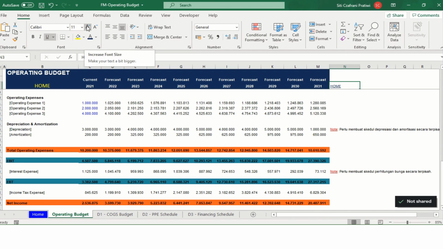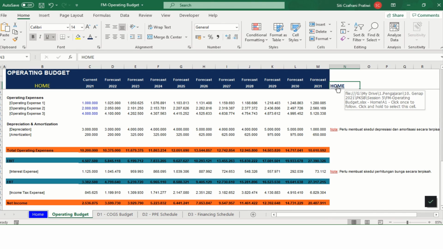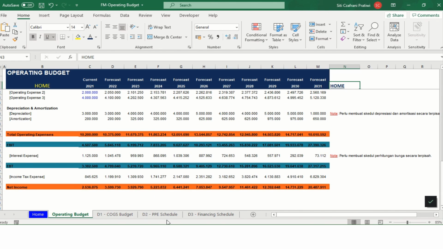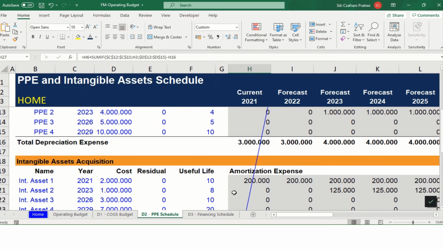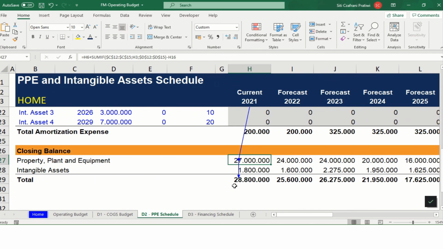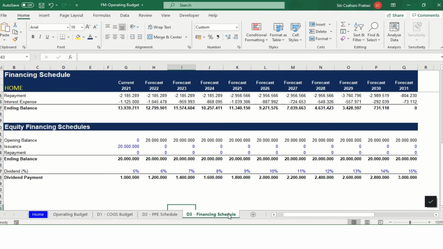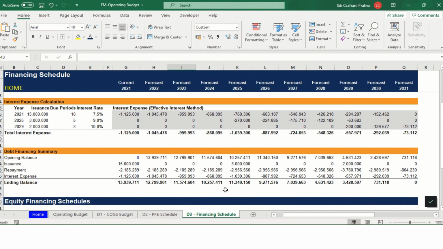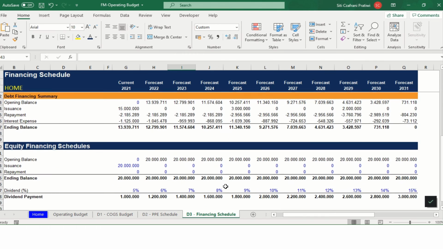You can also, of course, modify the font size, the font style or the font color here. And please put the hyperlink in a place that is accessible and easy to find for the reader of your financial model. So I think that's all for today. We already learned how to create the operating budget, and also the PPE schedule to calculate the depreciation expense and the ending balance of your fixed and intangible assets, and also the financing schedule in order to find the interest expense and also the ending balance of your debt and your equity.